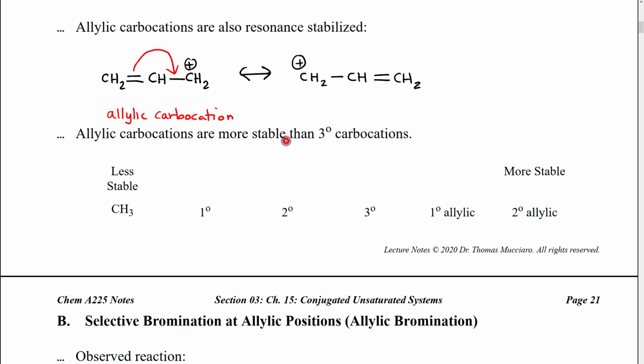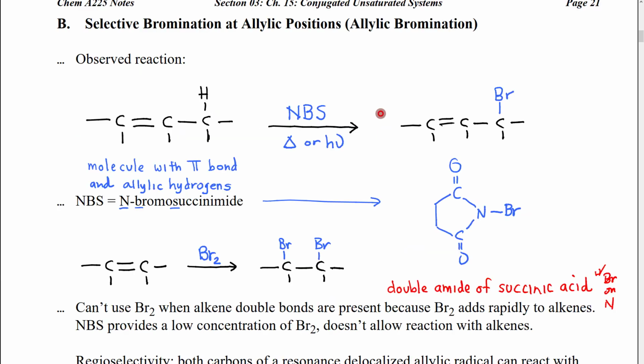We see that allylic carbocations are also more stable than tertiary carbocations, although primary allylics are probably very close to tertiaries, similar to what we saw with free radicals. This stability of the allylic radical allows us to do another type of regioselectivity with bromination, which, you'll recall, bromination was selective.